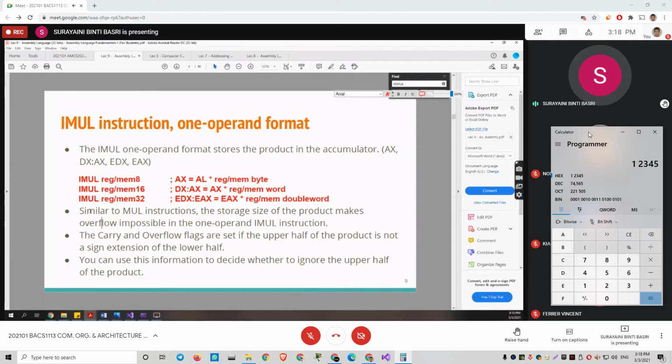Similar to the MAL instruction, the storage size of the product makes overflow impossible for the one operand IMAL instruction. The carry and overflow flags are set if the upper half of the product is not a sign extension of the lower half. So you can use this information to decide whether to ignore the upper half of the product or not.